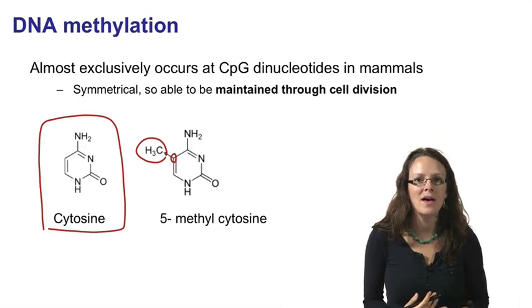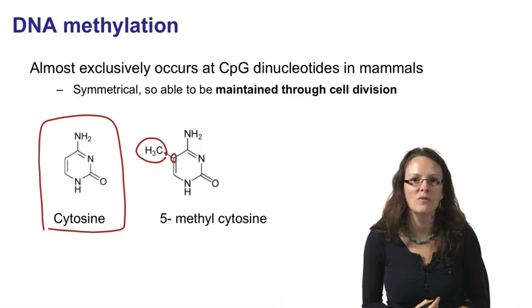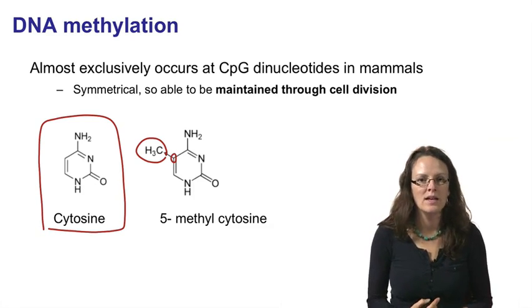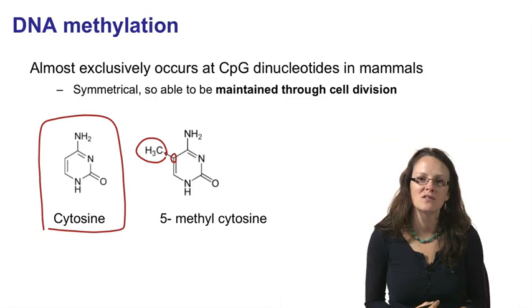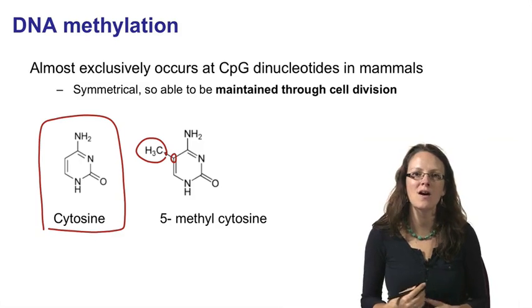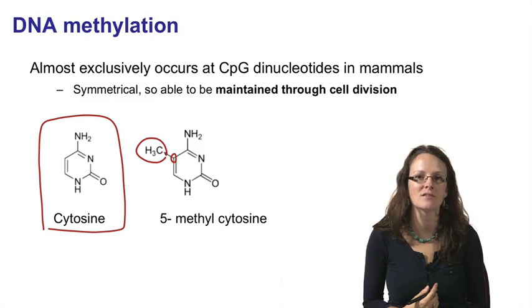We know that in mammals, DNA methylation occurs almost exclusively at Cs that are followed by Gs, so cytosines followed by guanines. This is called a CpG dinucleotide, and the P is just for the phosphate bond between the two. There's good reason that it's found almost exclusively at CpG dinucleotides, and that's because these dinucleotides are symmetrical when you look at the other strand of DNA, and this allows them to be maintained through cell division. And you remember this is one of those hallmark features of epigenetic modifications.